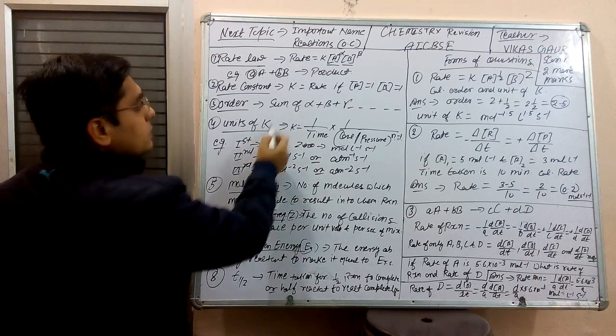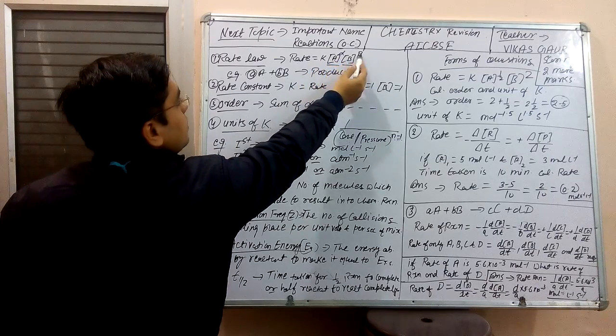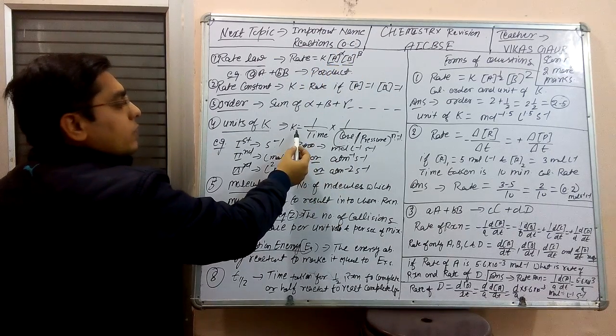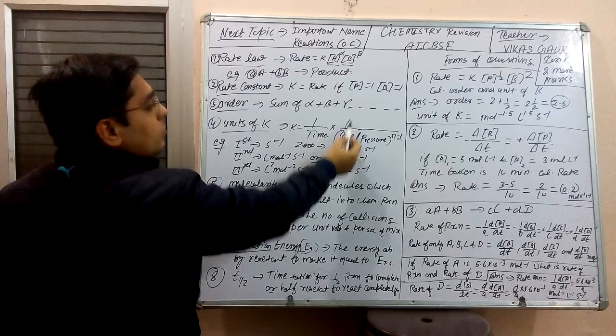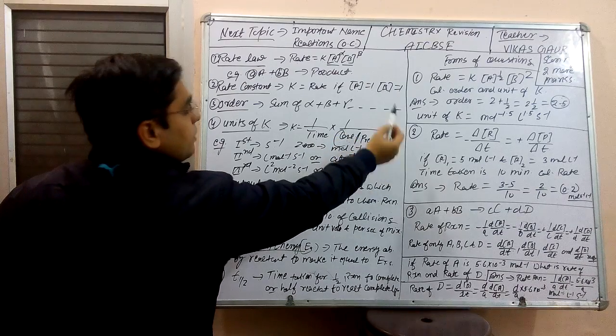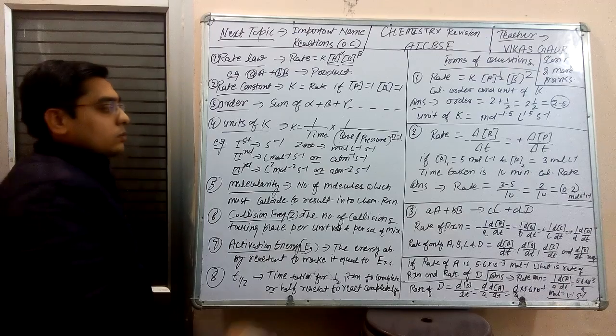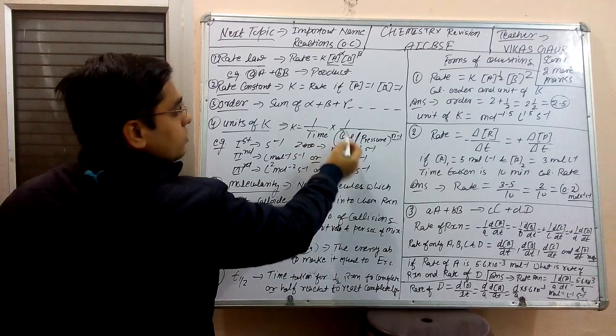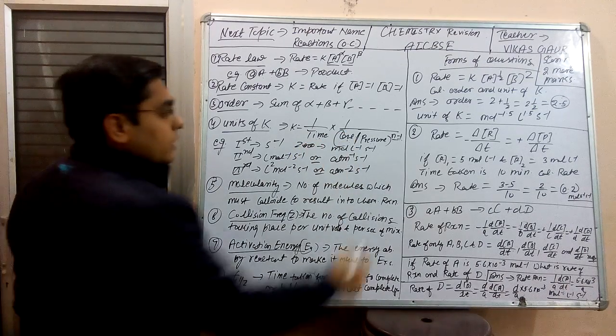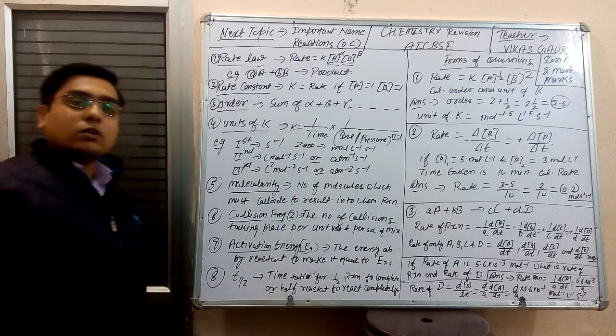But the unit of rate constant K depends on the powers alpha and beta. So the formula comes 1 upon time into 1 upon concentration or pressure raised to the power n minus 1, where n is the order of the reaction. Unit of time is second, unit of concentration is moles per liter, and unit of pressure is atmosphere or bar.